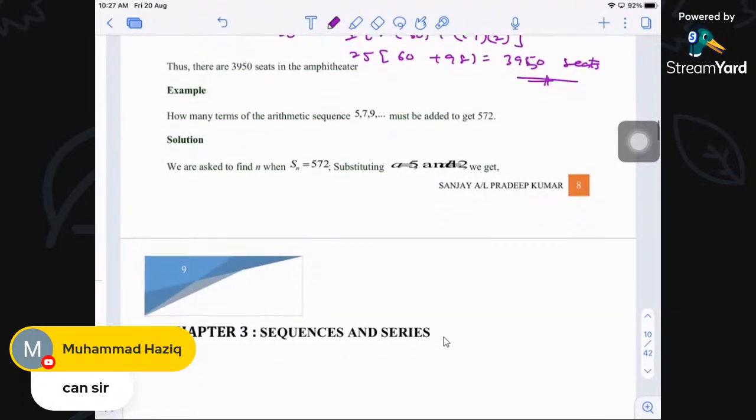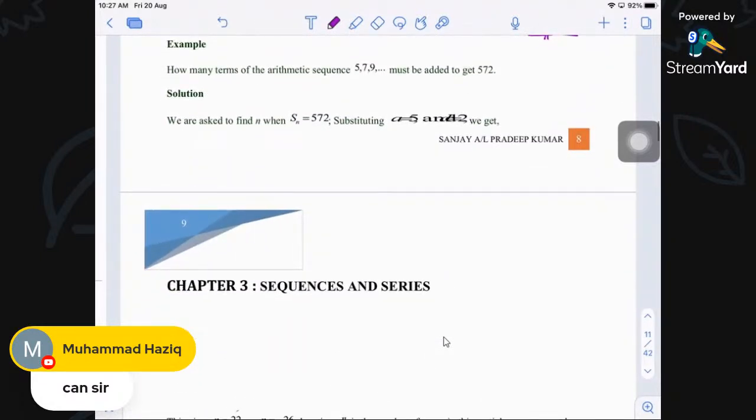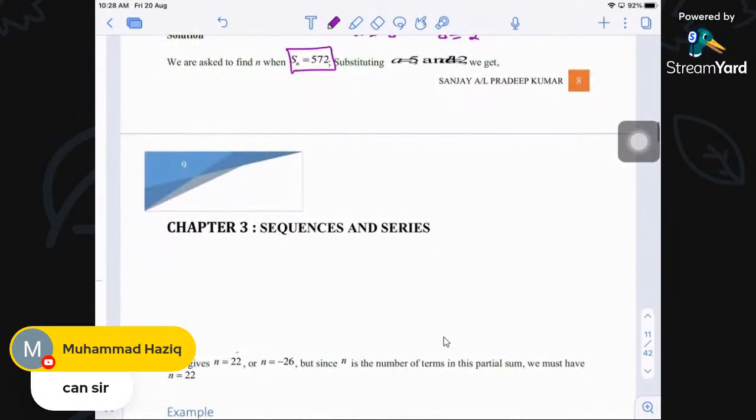Okay, next example: how many terms of the arithmetic sequence 5, 7, 9 must be added to get 572? So they want to get 572. Now this time they give me the Sn. The A there is very obvious. A is still 5. The common difference is 2. Yes or not? So if I use the Sn formula again, Sn equals 572 equals n over 2, 2A there is 5 plus n minus 1 this time, the d there is 2.